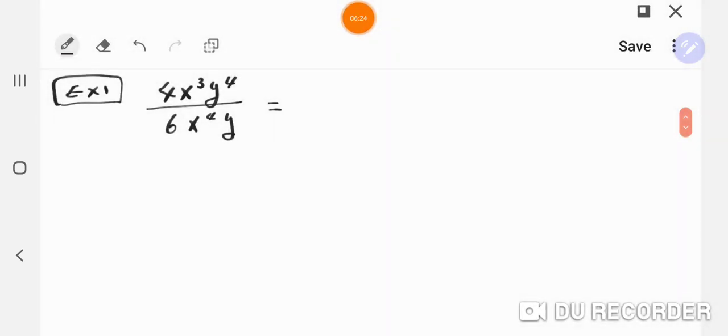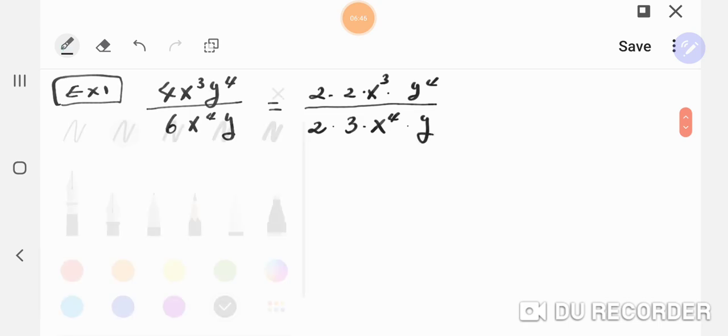Okay, example 1. All right, so let's try the same method we did. 40 is 2 times 2 and x cubed times y to the 4th power. The denominator 6 can be written as a product of 2 times 3, x to the 4th power and y. So from here, we can get rid of the factor 2, because 2 is in both numerator and denominator. And the leftover 2 and 3 are just one single number, so leave it.